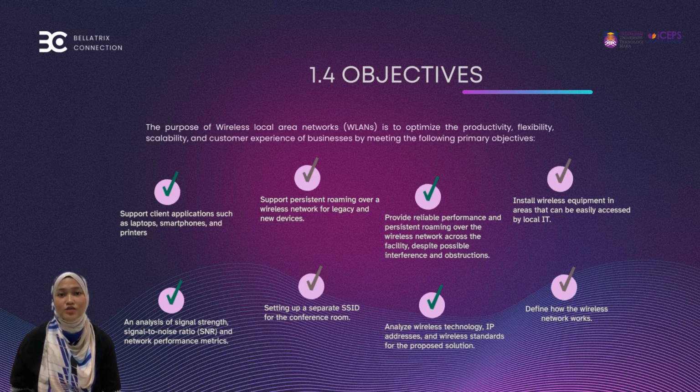Then analyze the signal strength, signal to noise ratio, and network performance metrics. Number 6, setting up a separate SSID for the conference room. Next, analyze wireless technology, IP addresses and wireless standards for the proposed solution. Lastly, number 8, define how the wireless network works.